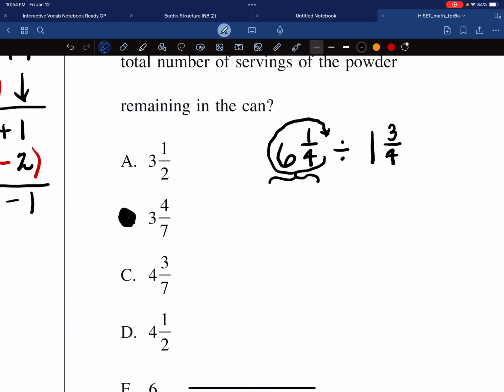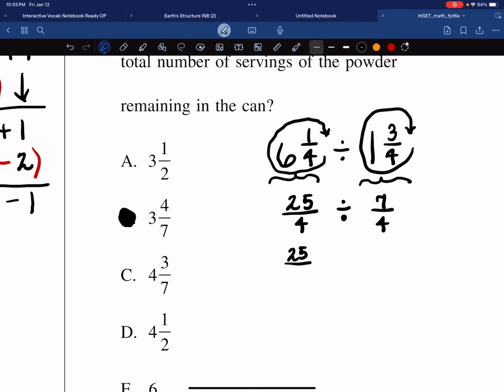So I have 4 times 6 is 24 plus 1 is 25 over 4. Same thing here. 1 3/4 would be 4 times 1 is 4 plus 3 is 7 over 4. We are still dividing at this point. On the next row, we're going to flip the fraction that follows. We're going to get the reciprocal and then change this to multiply.